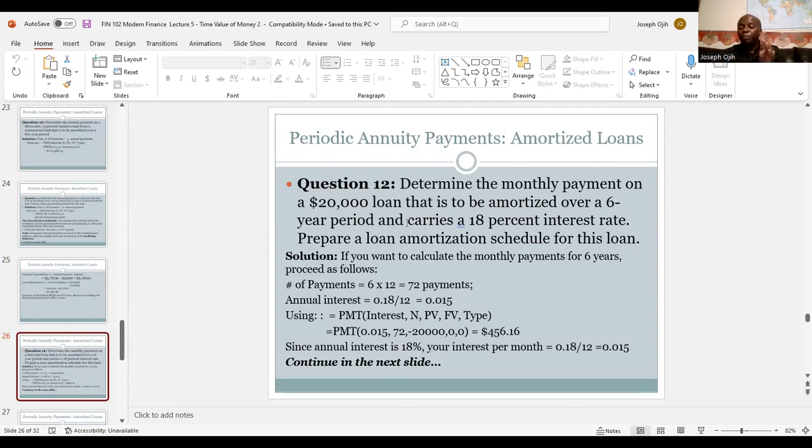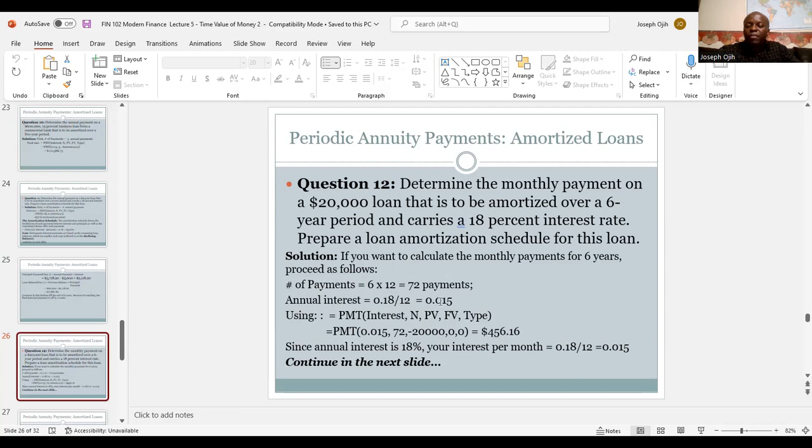This one is paid monthly, so you have to make a few changes. The number of payments now becomes 6 years times 12, because we have 12 months in a year. So you'll be making 72 payments, every month. Then the annual interest is 18%, and the monthly interest becomes 18% divided by 12, which is 0.0015.